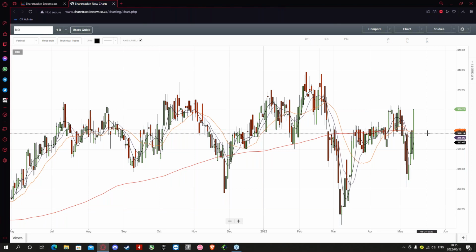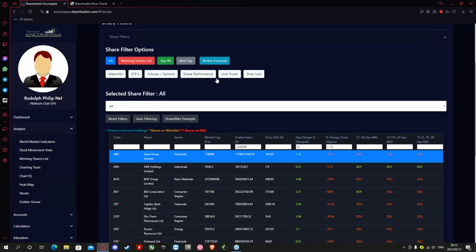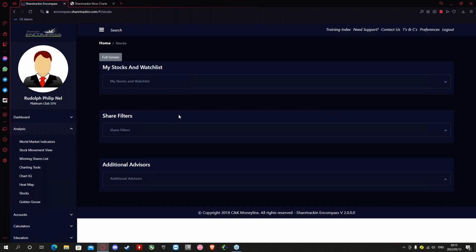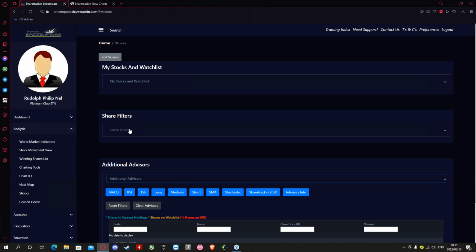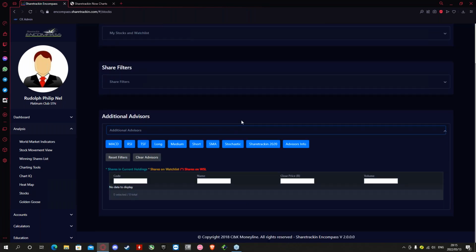But there's other things that you also need to go and look at, which we're going to quickly look at with the additional advisors. So that's the share filter. The share filter is a little bit more advanced. The additional advisor is also an advanced filter, but it at least tells you what the charting is currently doing. So you can use both of them together if you really want to, and see what it's doing on the share filter and also on the additional advisor.